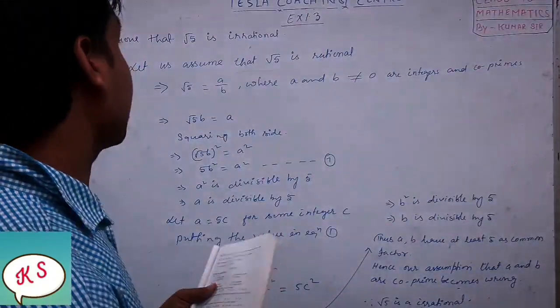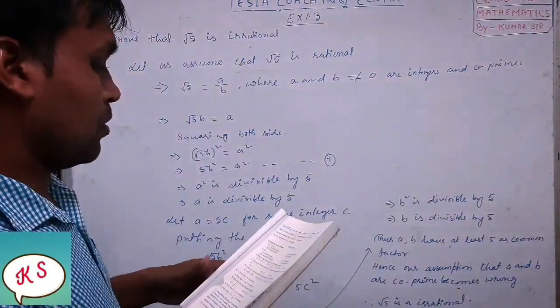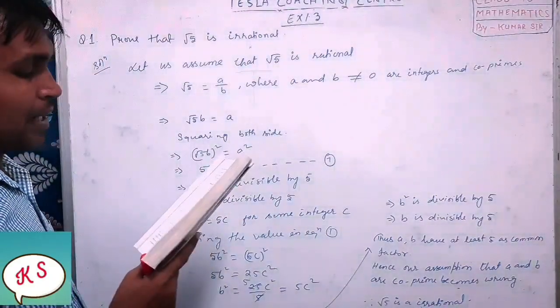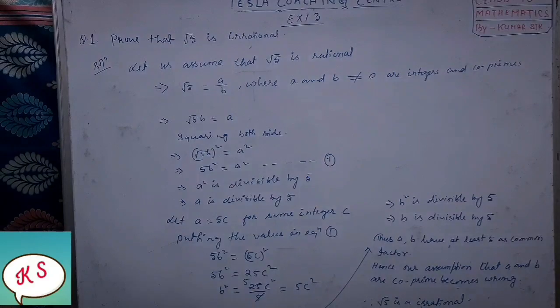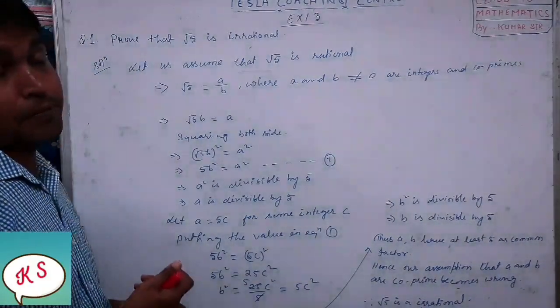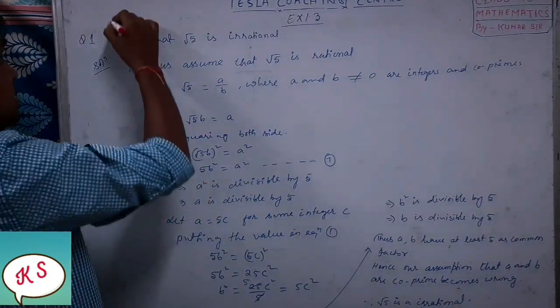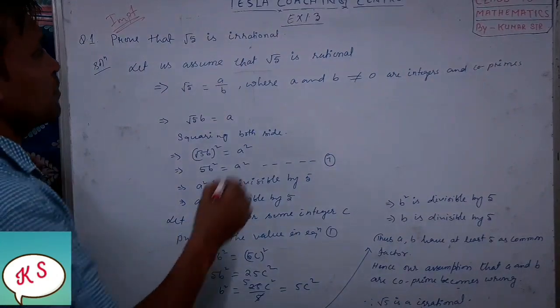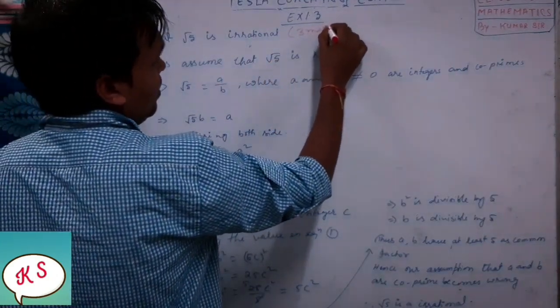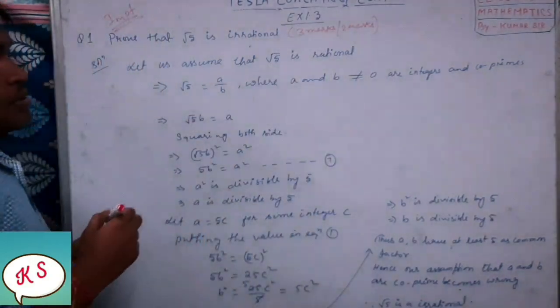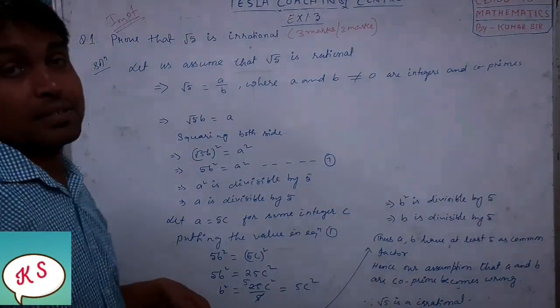Now let us start with the questions. Exercise 1.3, question number 1. It says, prove that root 5 is irrational. So we are going to prove that root 5 is irrational. First of all, this kind of question is very important for your board examinations. It generally comes for 2 or 3 marks in your board examinations, in both state board and CBSE.